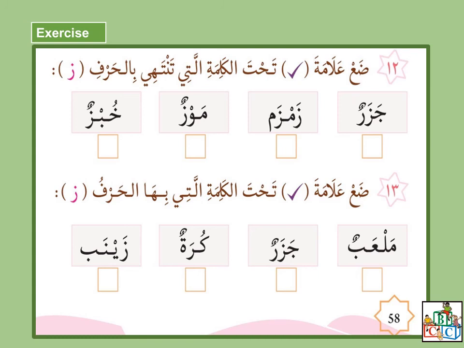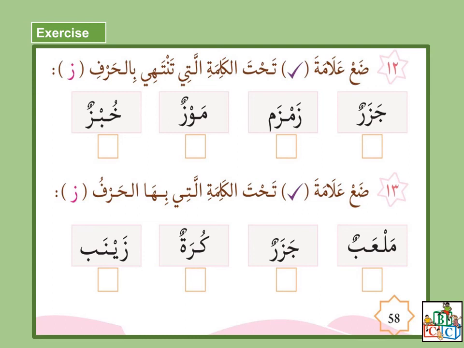The second word is zamzam. Zamzam بمعنى the water zamzam. Where is the za? We have two za here, in the beginning and in the middle. It's not at the end, so we can't take that one also. The third one is mauzun. بمعنى banana. Here, where's the za? At the end. طيب. So we have to tick the موزون.